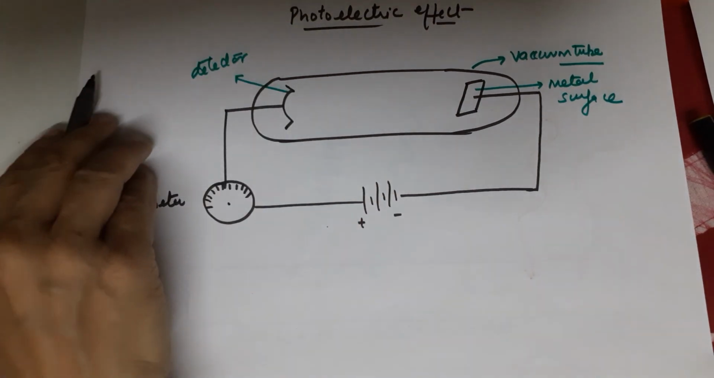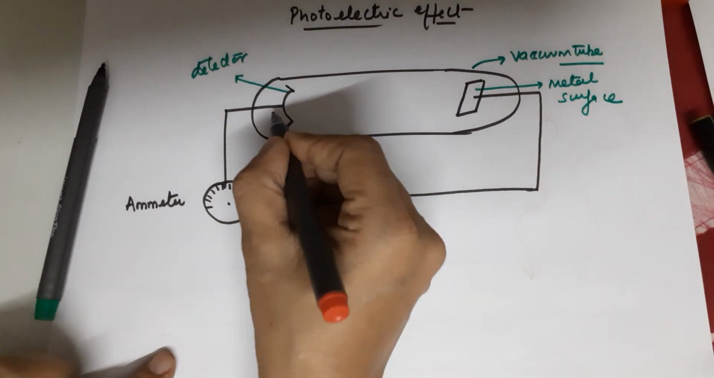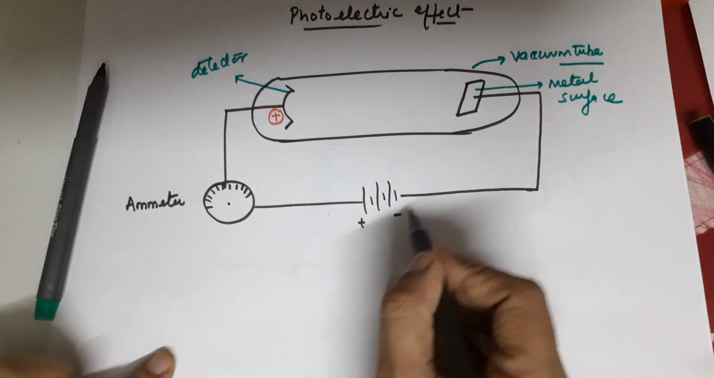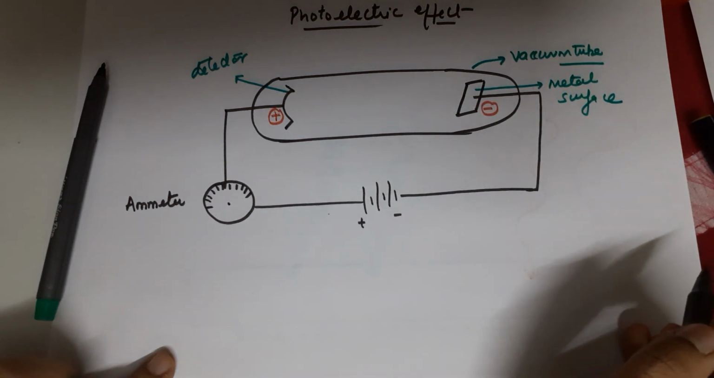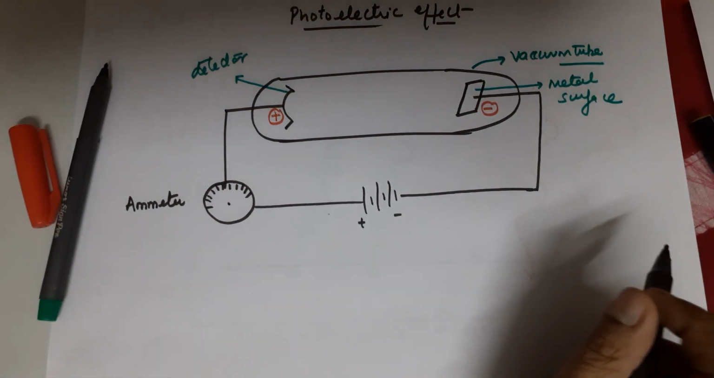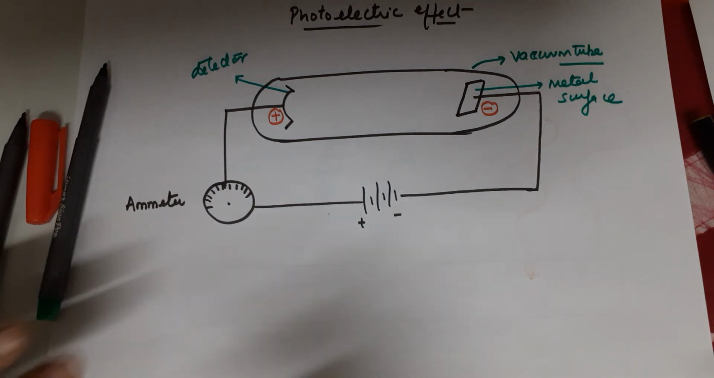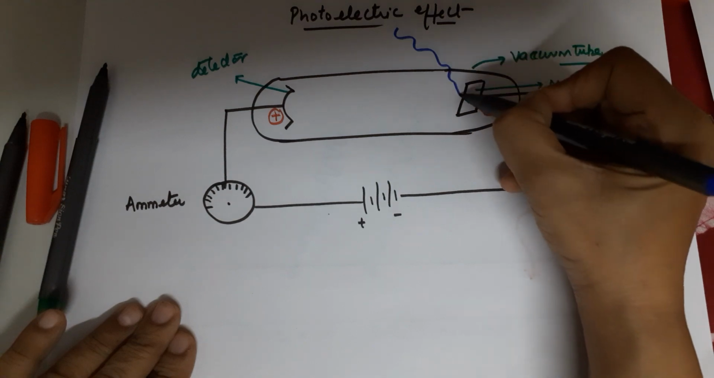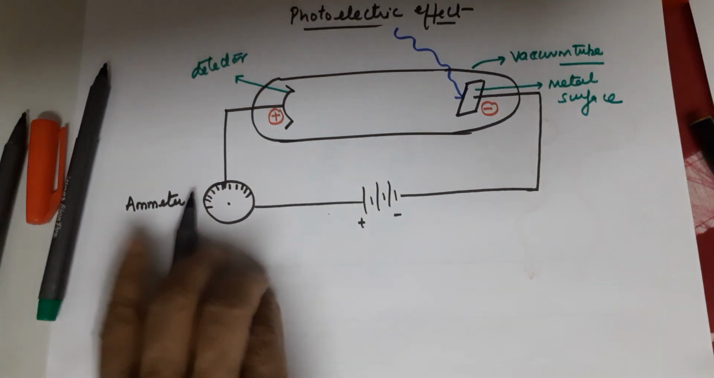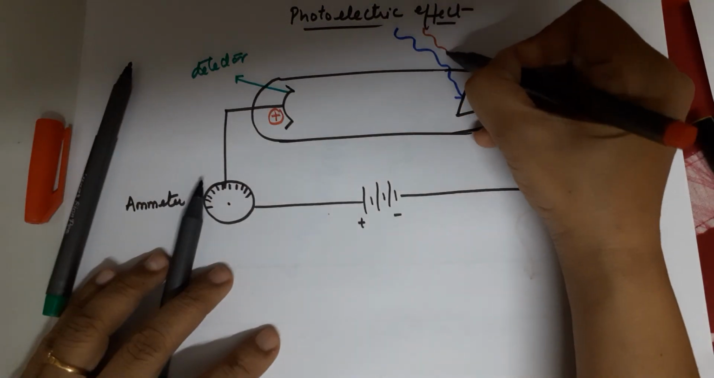Pay attention to the connections. You have a positive terminal here, so this is positive. You have a negative terminal here, so your metal has a negative charge. Fine. Now, after this, what was done? Radiations, light waves, hit this surface. Blue light was applied, red light was applied.